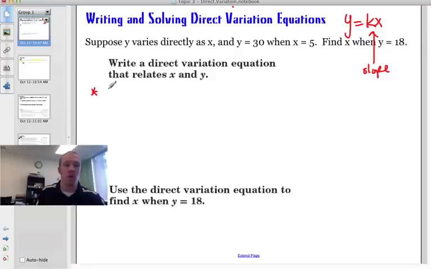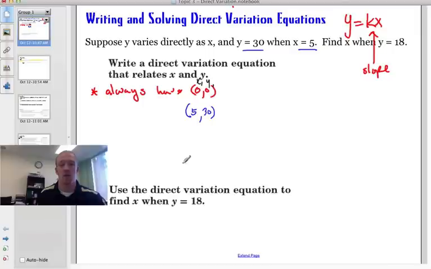Now I know that they always have the point 0, 0 on a direct variation equation. So that can be my x1 and y1. And now I need a second point. Well, a second point would be y equals 30 and x equals 5. So that gives me the point 5, 30, right?